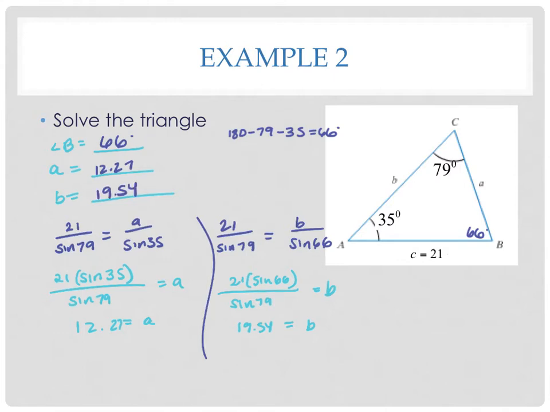Alright, this is what you should have gotten. So angle B you found by subtracting both the 79 and the 35 from 180, it's 66. And then side A is 12.27 and side B is 19.54. Everybody good? How many of you got it right?